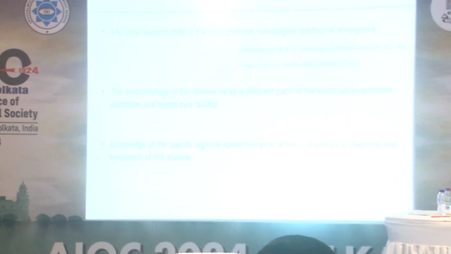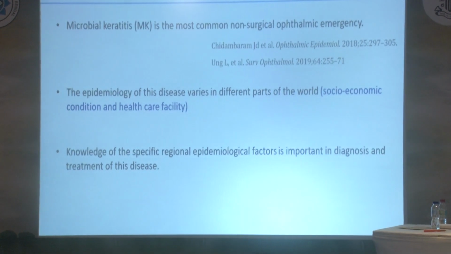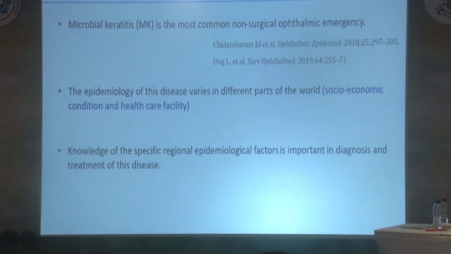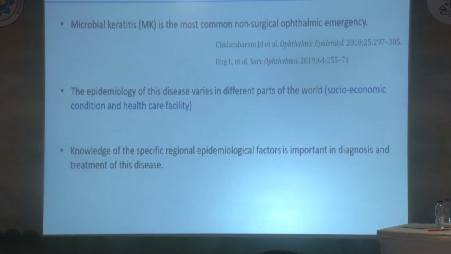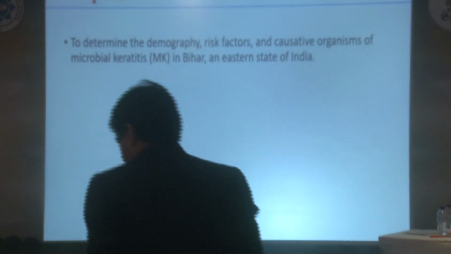So as we all know, microbial keratitis is the most common non-surgical ophthalmic emergency, and so knowledge of the specific regional epidemiological factors is really important to diagnose and treat the disease in time. There are many studies from South and North India, but very few from the eastern part. Most studies have a small number of patients and none are from Bihar. So it is causing underreporting and underestimation of the impact.